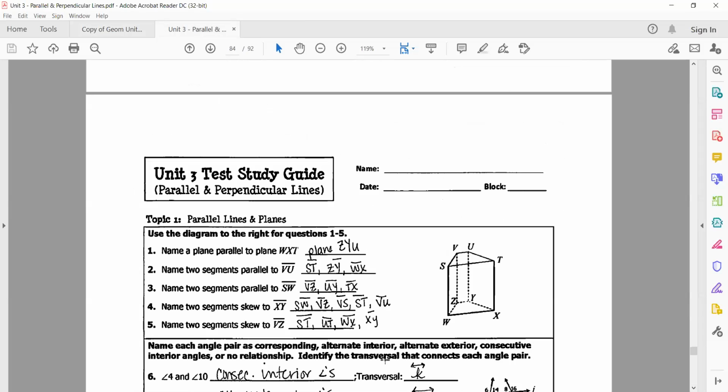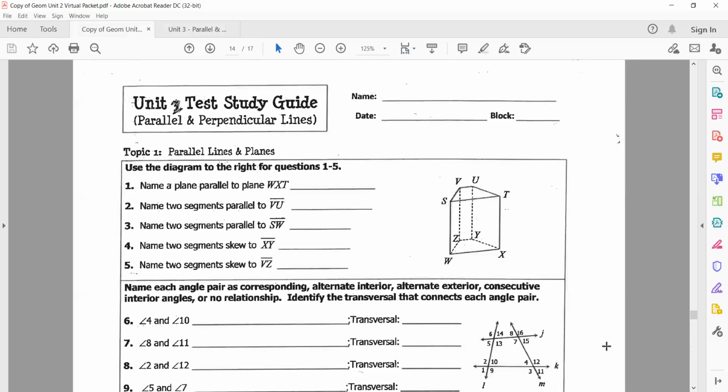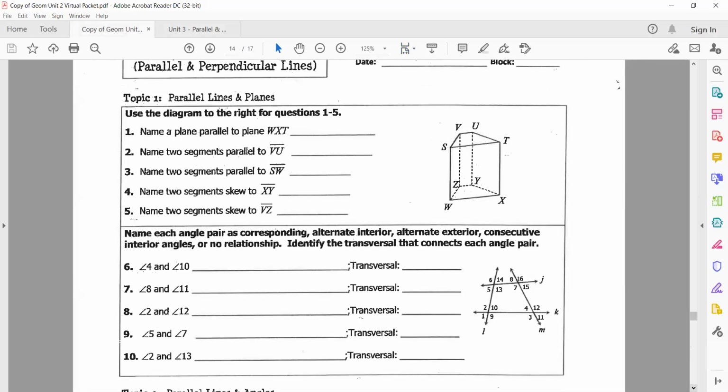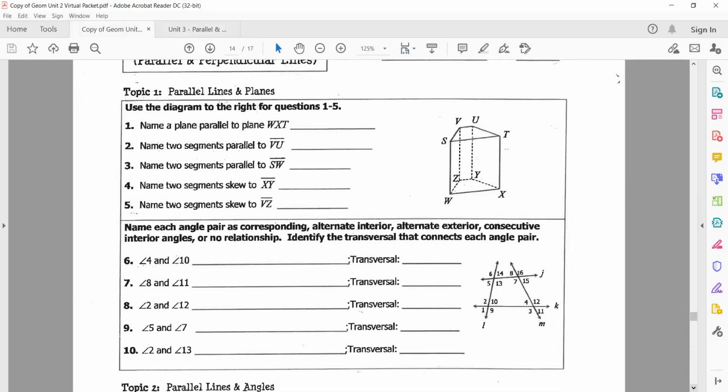And you see here, even on the filled in part, the teacher's version, they've listed 5 skew segments in number 4 and 4 segments for number 5. And look at how these other answers are being written. ST, ZY, WX, 2 letters. Don't forget that. That's the protocol. 2 letters for a segment, 3 letters for a plane. Questions, anybody?